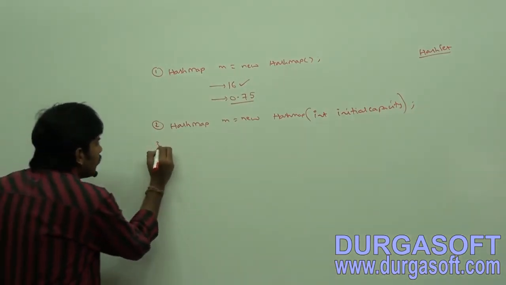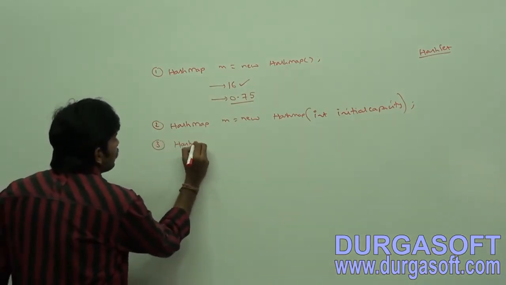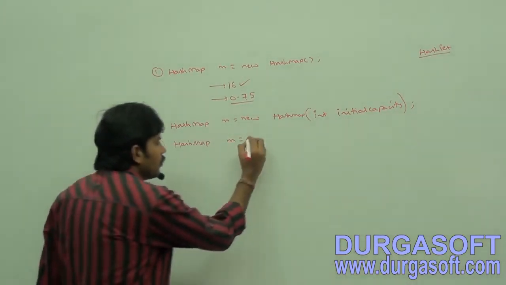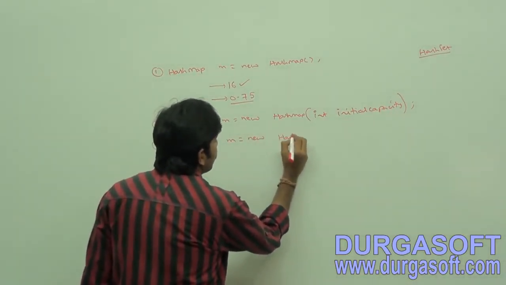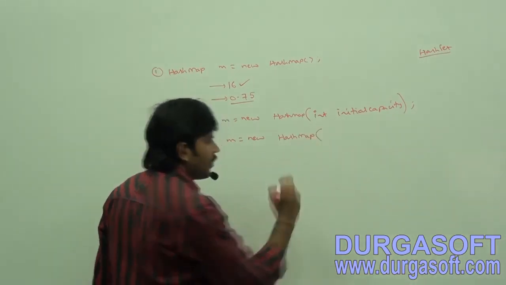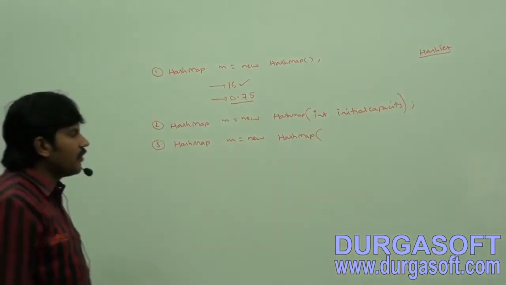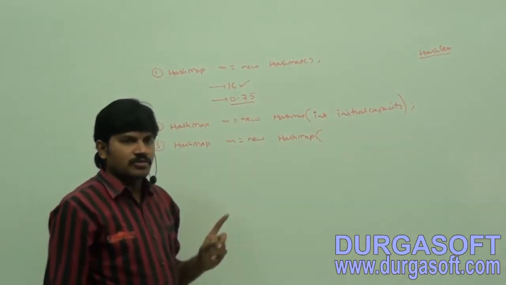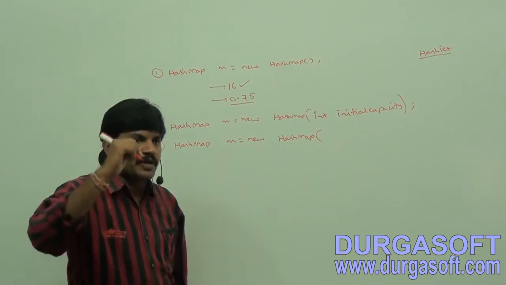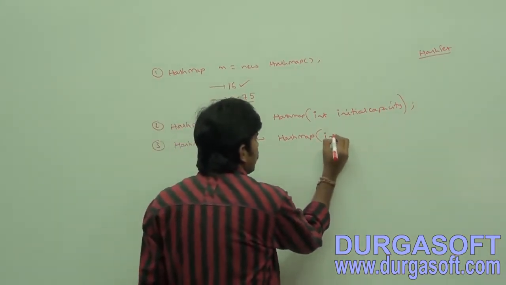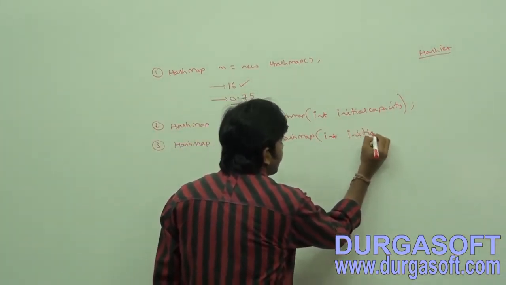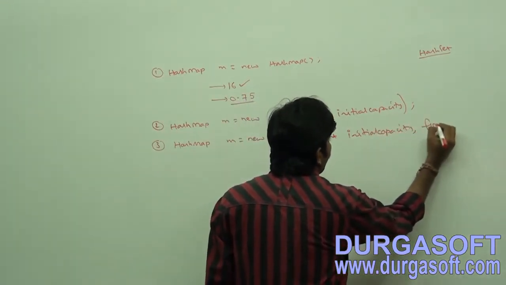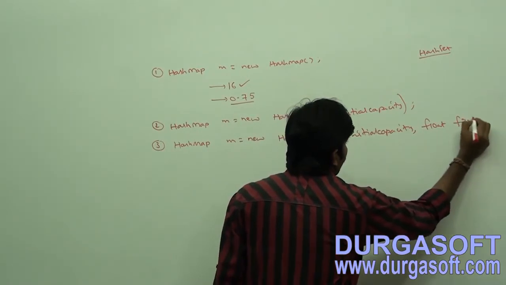Third one: HashMap m = new HashMap of int initial capacity, comma float fill ratio. Sir, I want to customize the initial capacity and the fill ratio also. I don't want 0.75, I want 0.9.